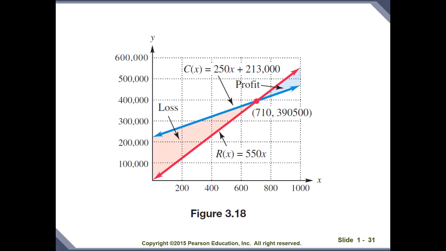So what we see here is a graph of a function that is similar to this. It's not the same function. This is one of the examples in your textbook. So here we have a cost function, C of x equals 250x plus $213,000. So which of these is our slope? Right, our slope is 250. For every 250 up, we go 1 over.